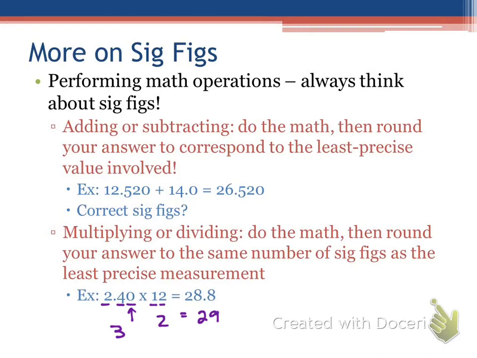Good question. Ethan asked the question, what if one of the numbers in our math problem was ambiguous? We would just go to the least precise that we know, right? We'd look to another number that's not ambiguous, and we'd go with the least number of sig figs that we know. That was a good question.